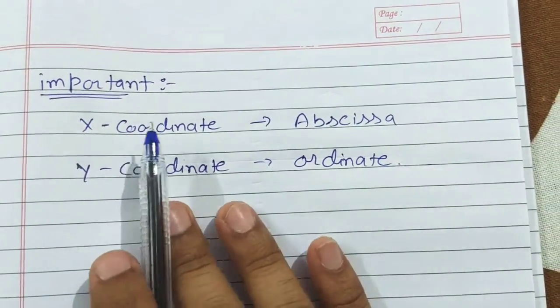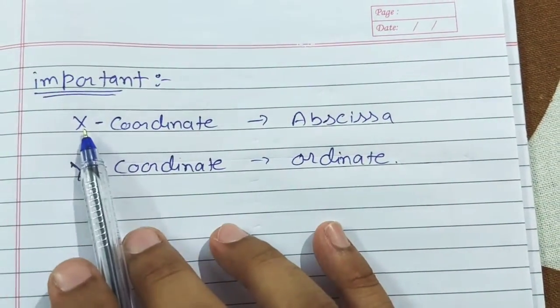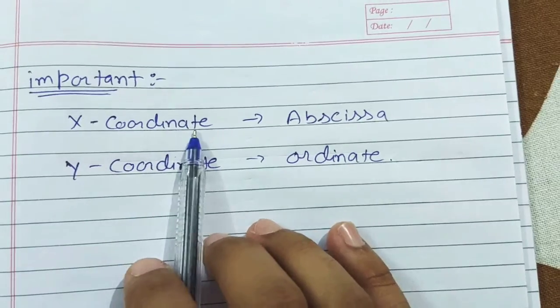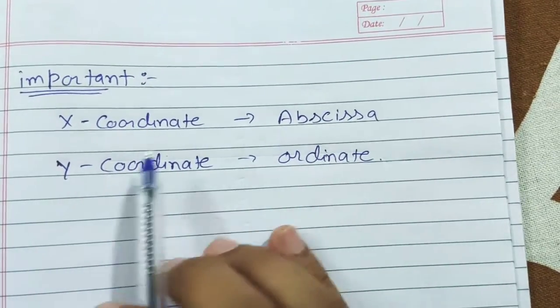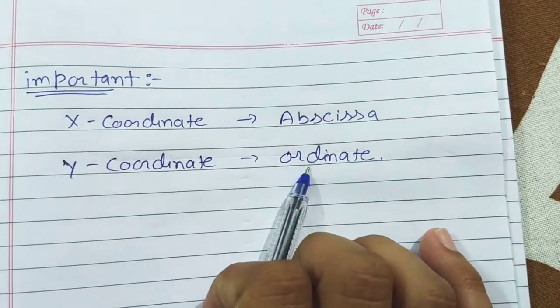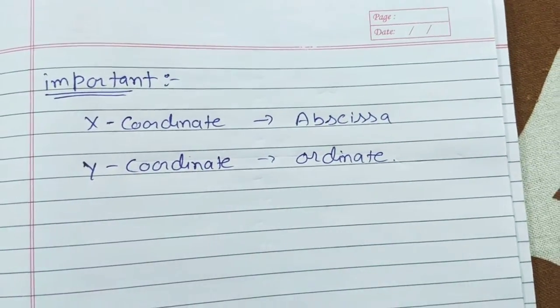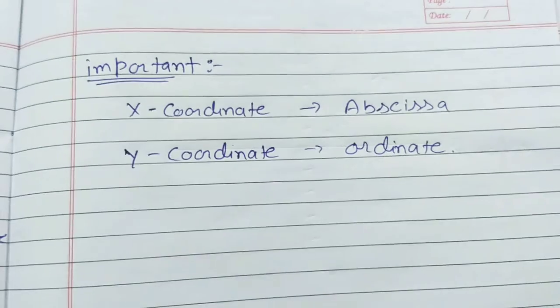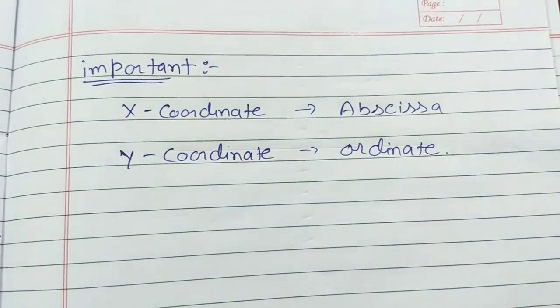And now the last and important part: x coordinates are also called abscissa and y coordinates are also called ordinates. I hope you understand the basic concepts of coordinate geometry easily.